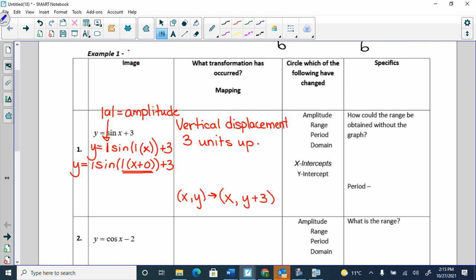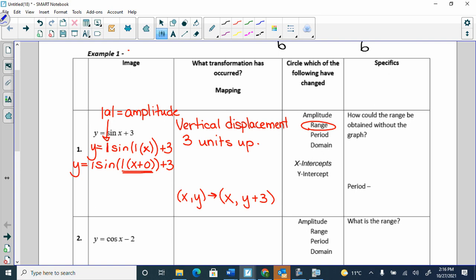So I can draw every single sine graph from the original sine graph if I want to, just using mapping, can't I? Take the original points off the sine graph, plug them into mapping, boom, boom, boom, I have my graph. Did my amplitude change? No, I'm not circling it because it says circle what's changed. Did my range change? Yes. Only because I took the whole graph and I just did what to it? I just pulled it up, right? So my range changed.